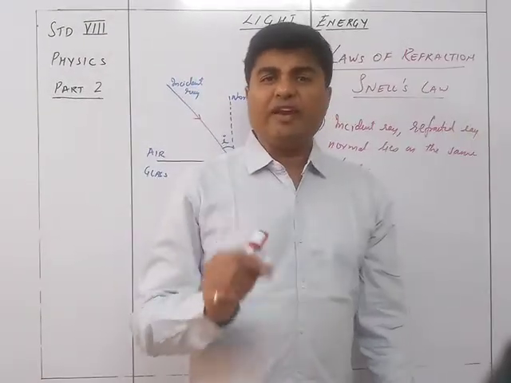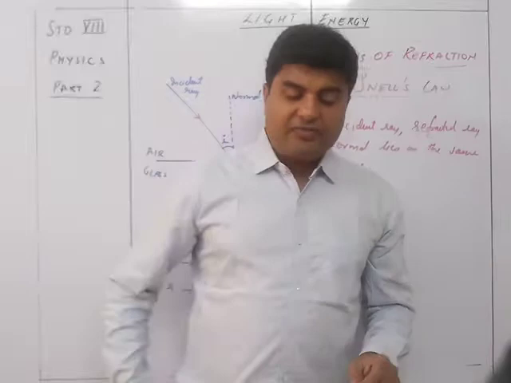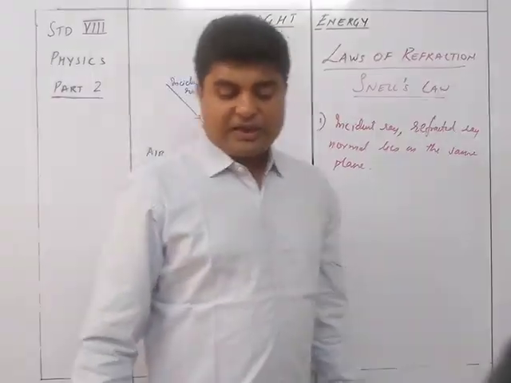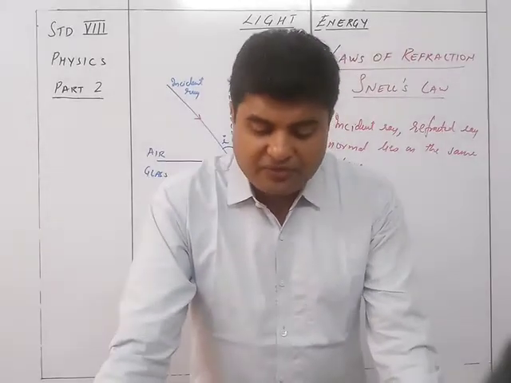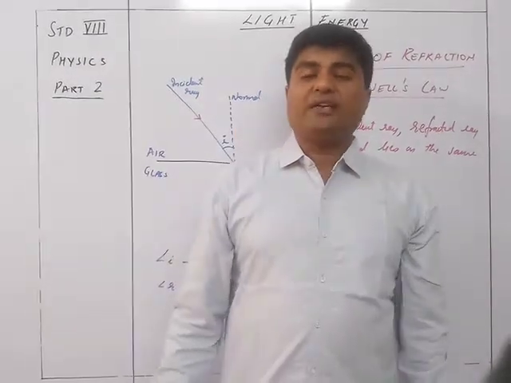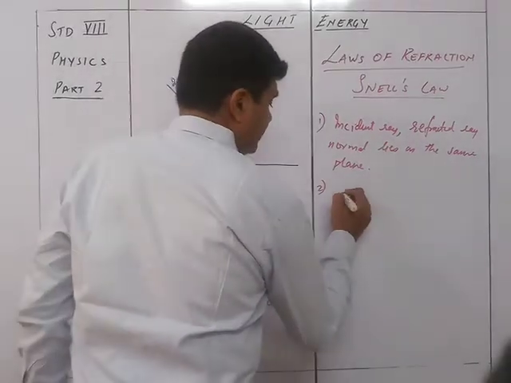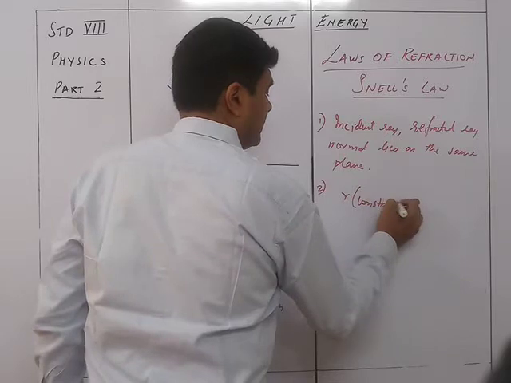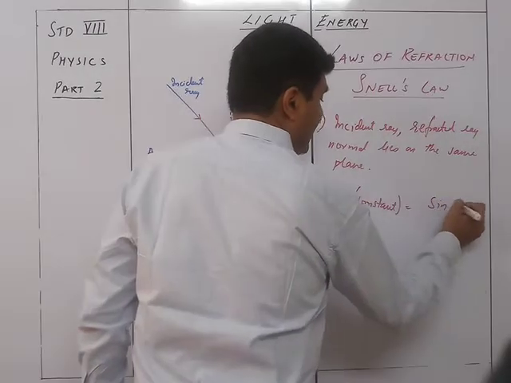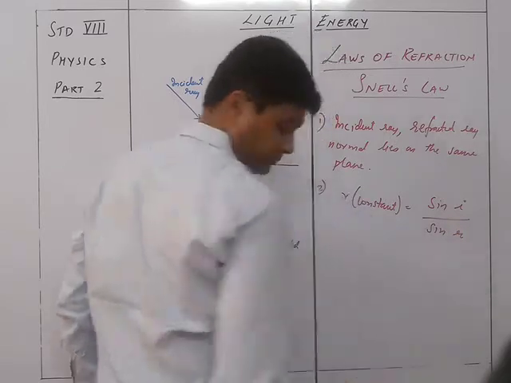Second one, very important. For a given pair of media and a given color of light, the ratio of the sine of the angle of incidence to the sine of the angle of refraction is always constant. That is, constant is equal to sine i upon sine r.